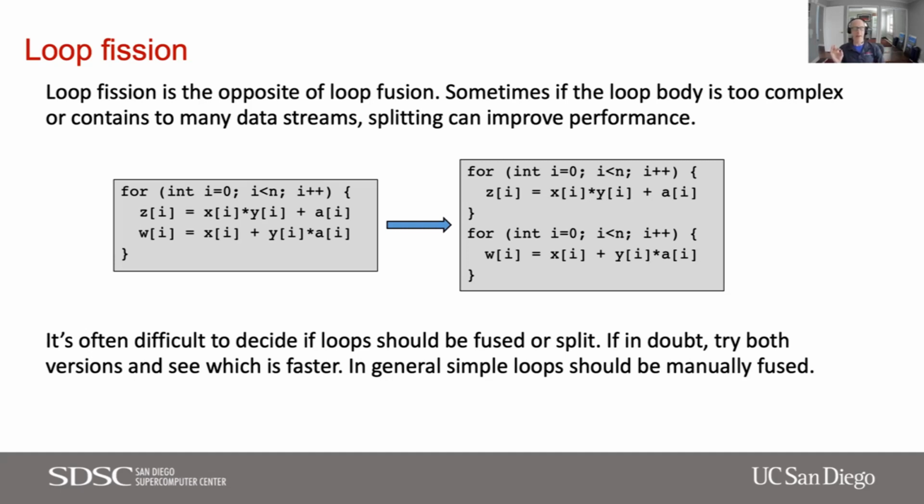And it's often difficult to decide if the loop should be fused or split. The compiler will try to analyze your code and make a best guess. But if in doubt, and if this is a portion of code that's really, really critical, it accounts for a significant amount of the runtime, I would try both and see which is faster. In general, though, if it's going to be simple loops like we're working with now, they should be manually fused.